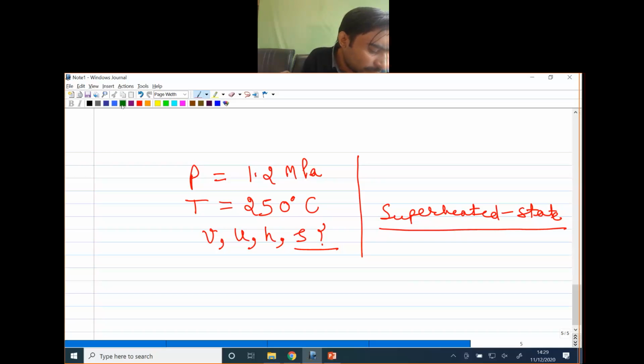So which one do I want? I want nothing but 1.2 megapascals. I think on page number 921, you will be able to locate the pressure condition of 1.2 megapascals. And on this page itself, go to the value of 250 degrees Celsius temperature.